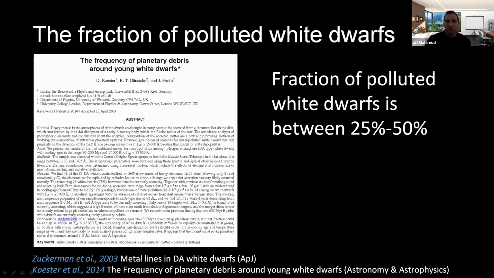And so when people try to estimate how many white dwarfs are actually polluted with this material, between 1/4 to 1/2 of all the white dwarfs have these heavy elements in their atmospheres. So that's a huge fraction if you think about it. Around 1/3 of all of the white dwarfs have this polluting material. So it's important to keep that in mind for the rest of the talk.